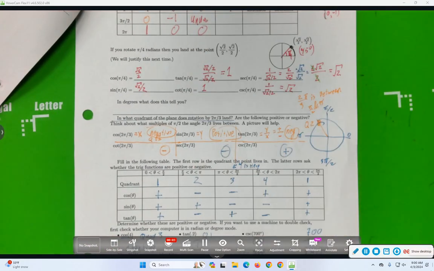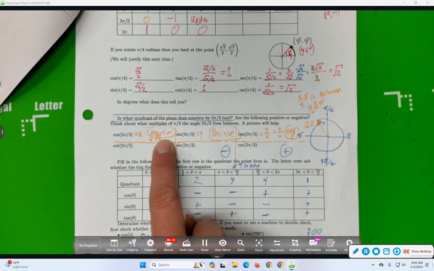So the first thing to note is an error that I made on Monday that no one pointed out until after class, so I'm going to point it out now. The big takeaway of this exercise that we did last time was you can figure out whether our trig functions are positive or negative by just figuring out what quadrant the angle is in. In this case, we got 2 pi over 3 to be in quadrant 2.